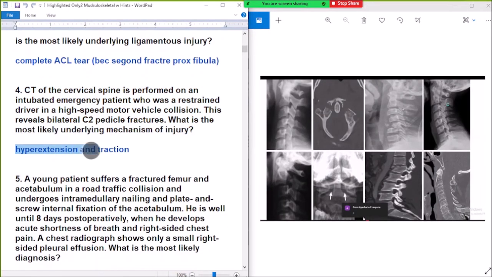So hyperextension and traction cause hangman fracture, or bilateral C2 pars fracture.